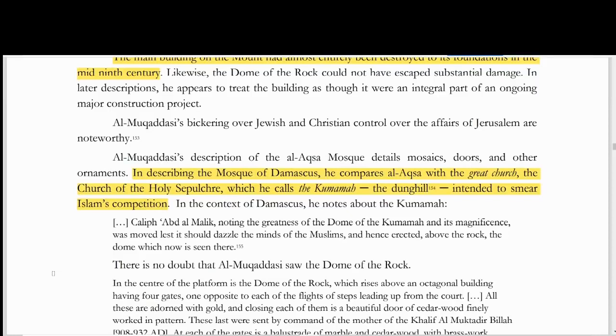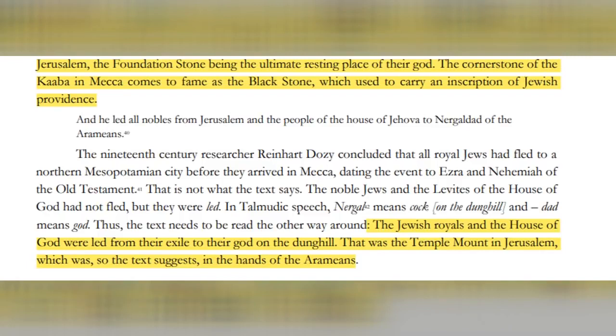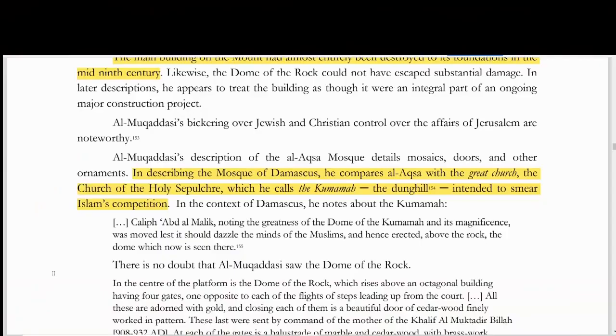Now, we saw, or we heard about, an inscription that was taken of the black stone in Mecca back in the 19th century, and it refers to the dunghill, but in relation to the Temple Mount. So it's interesting that the Muslims have transferred that from the Temple Mount towards the Holy Sepulchre at this stage. In the context of Damascus, he notes about the Kumama, Caliph Abd al-Malik, noting the greatness of the dome of the Kumama and its significance, was moved lest it should dazzle the minds of the Muslims, and hence erected above the rock the dome which now is seen there.